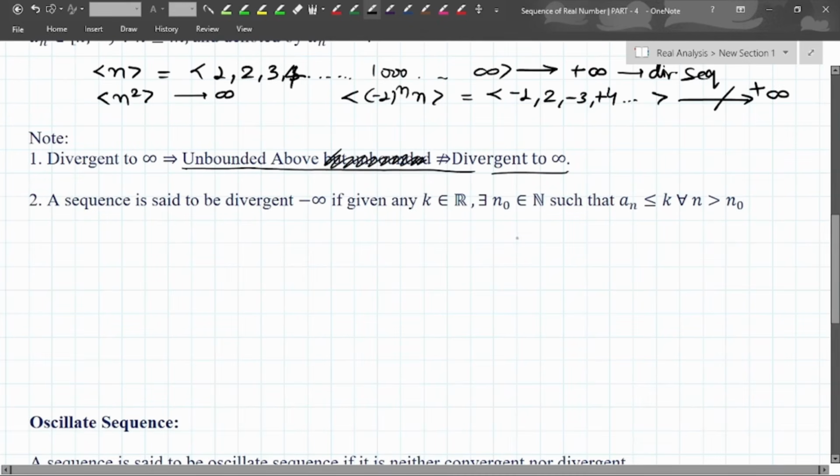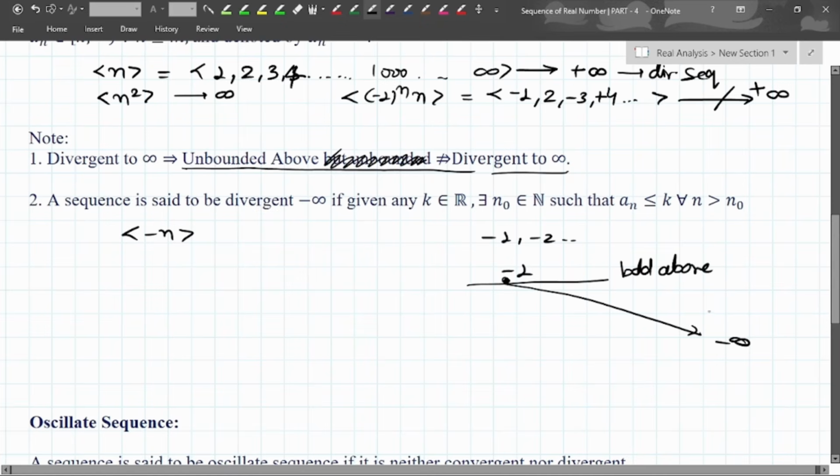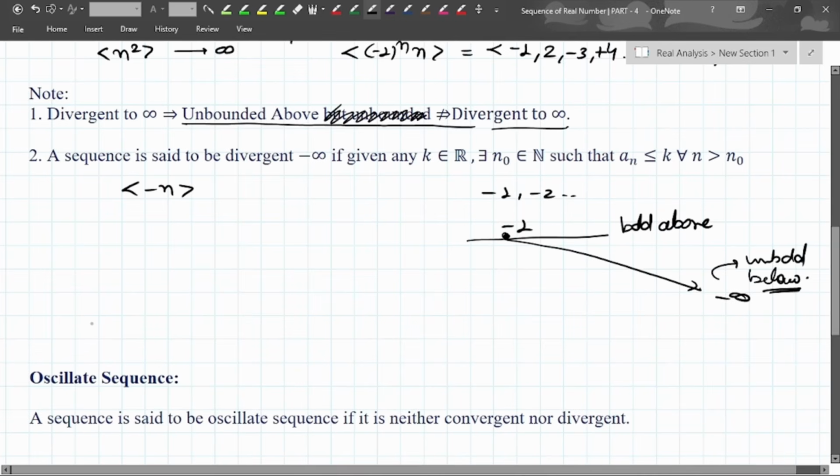Now in the same case, if my sequence is minus n, it means -1, -2, and so on. It will go to minus infinity. Here it is bounded above, but unbounded below. These are some results and the definitions of going to positive infinity and minus infinity. Again, minus n square will also go to minus infinity.